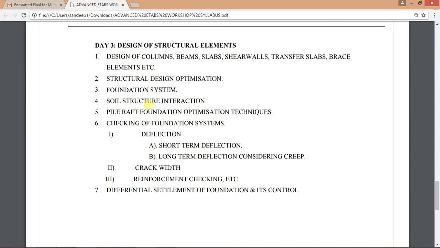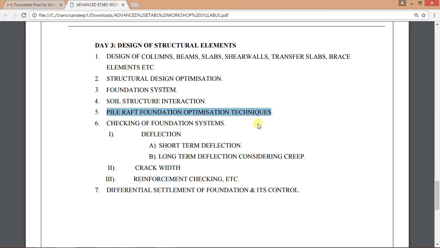So many things that we generally discuss during these two chapters, which are the foundation system and the soil structure interaction. The fifth topic is also allied with the third and fourth, which is the pile raft foundation and optimization technique. Sometimes only the raft is not enough, sometimes only the piles are not enough, and we have to go for pile plus raft combinations. So soil springs will be there, as well as point springs, in the mathematical model. In that case, how to optimize the raft. Those things will be covered during the third day.